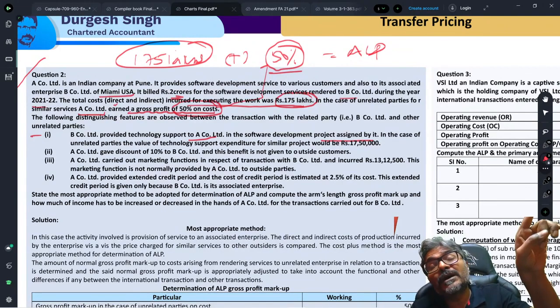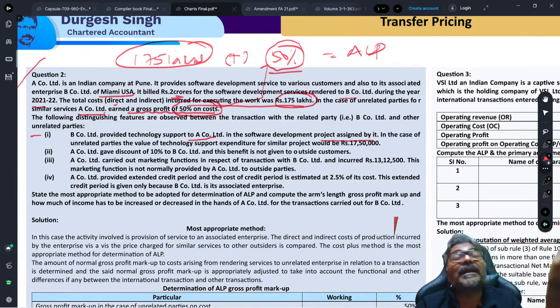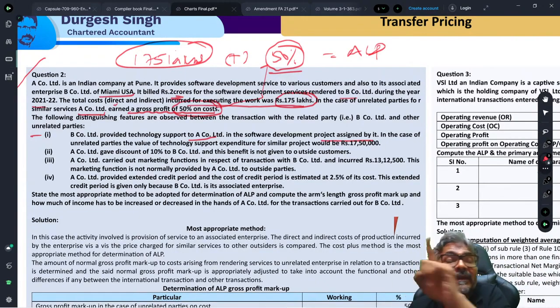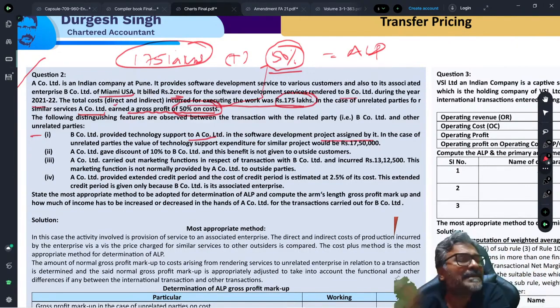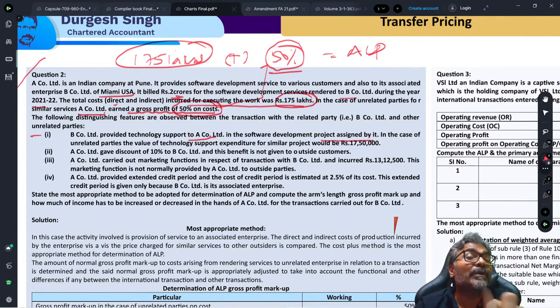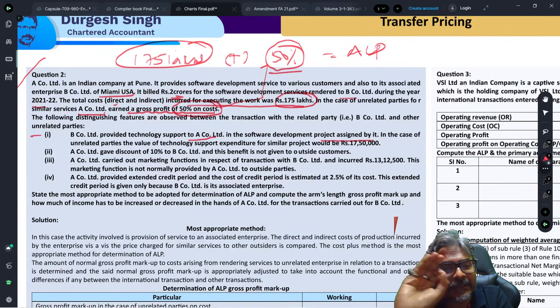What did I tell you? We need to align the comparable transaction. We need to align the margin in the comparable transaction with the factors which are there in the international transaction or the A transaction. So please align it. And if I have to align it, what do I need to do? I need to reduce. If I need to align it, students, what I need to do? I need to reduce. Is that clear to all of you?